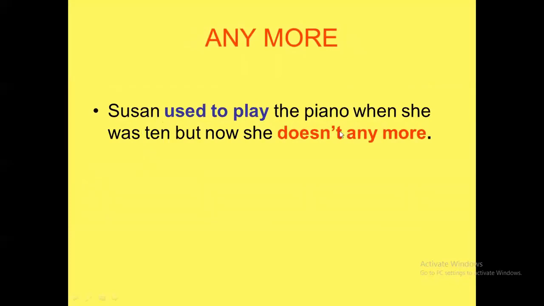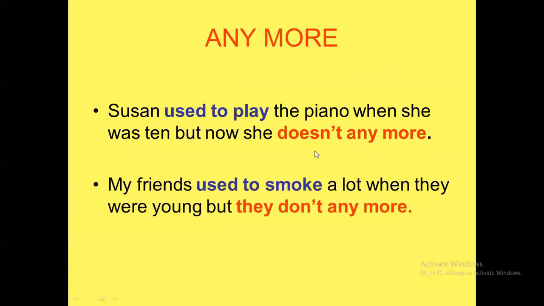Susan used to play the piano when she was 10, but now she doesn't anymore. So when I use used to in the positive form, this means that this action doesn't happen anymore, or I don't do this action anymore. So Susan used to play the piano. This means that now she doesn't. My friends used to smoke a lot when they were young, but now they don't. So with used to positive, the meaning is that you don't do this action anymore.